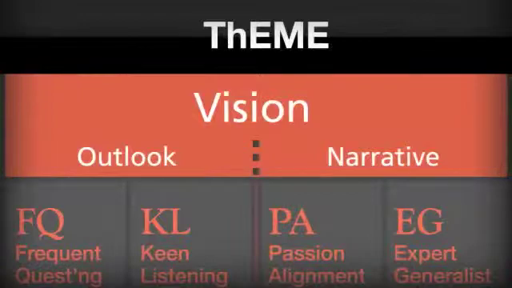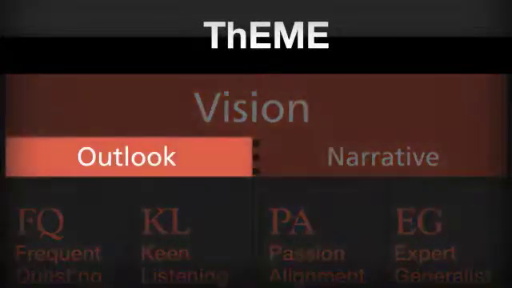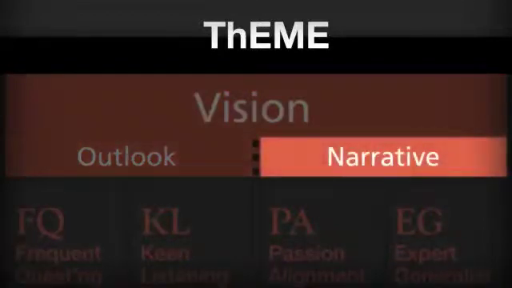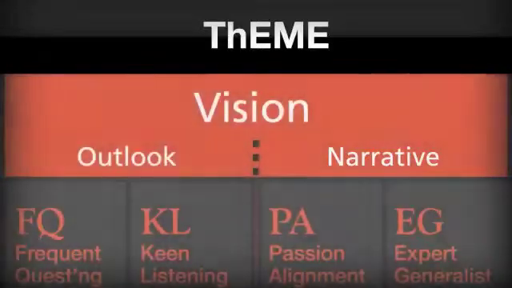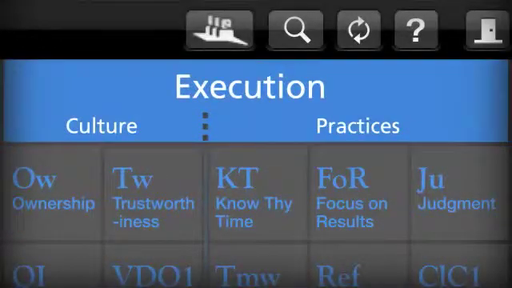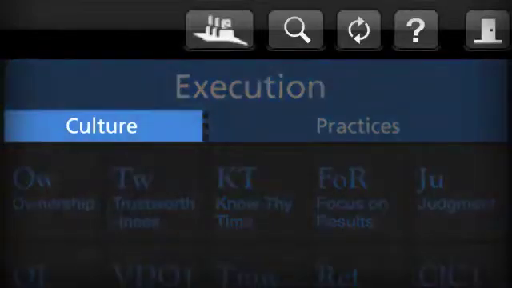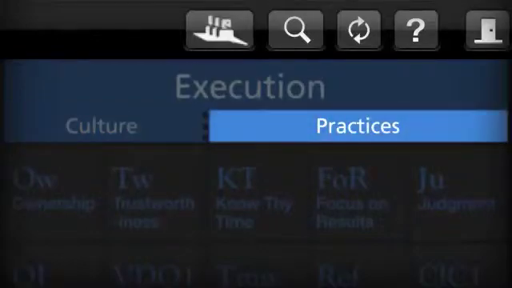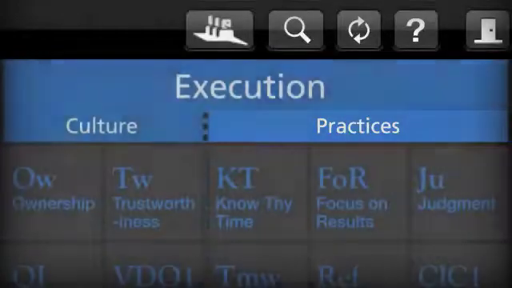Under vision, the 2 subheaders are outlook and narrative. Outlook is having a strong idea of where you're headed and what your results could be. Narrative is being aware of your direction. Under execution, the 2 subheaders are culture and practices. Culture refers to the environment in which you make decisions. Practices refers to the actions you take while making those decisions.